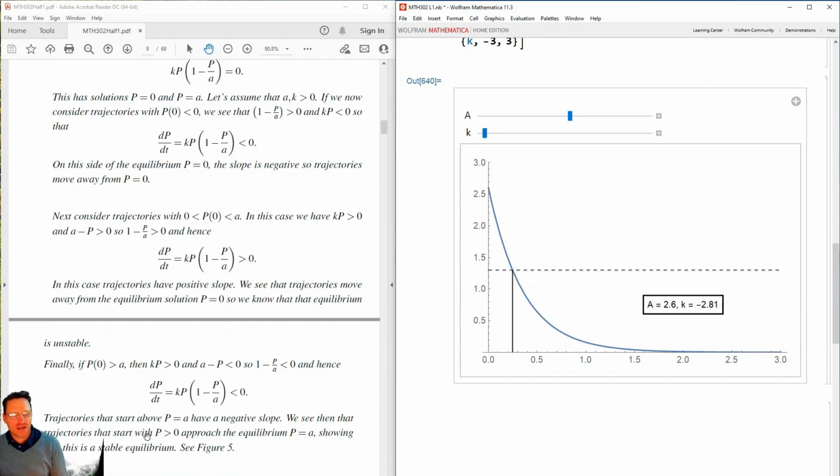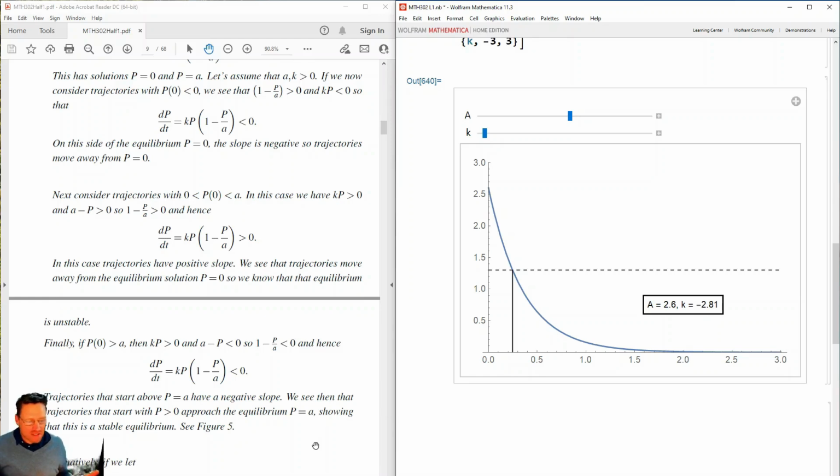So in other words, trajectories that start with p positive approach the equilibrium p equals a, showing that that one's a stable equilibrium. Okay, so this tells us straight away that the population will tend towards the constant p equals a. And that's without even solving that differential equation.